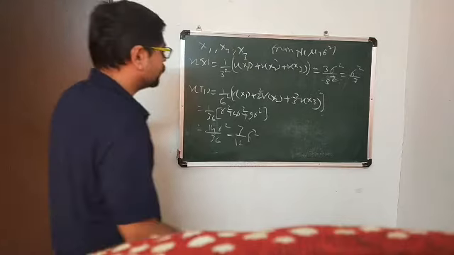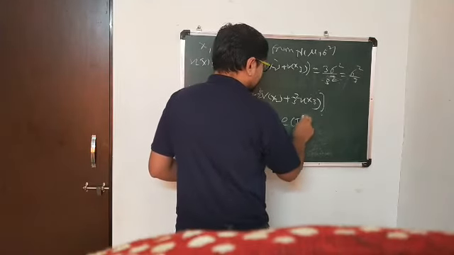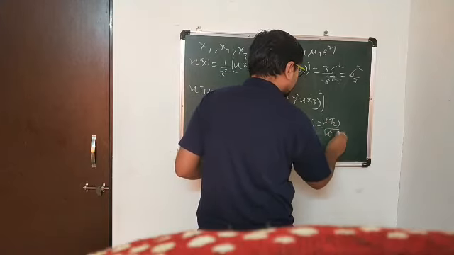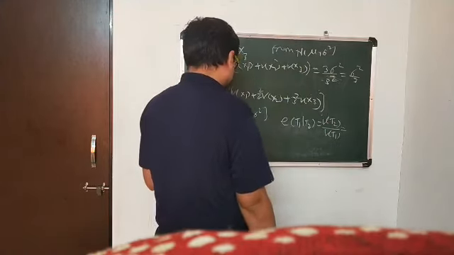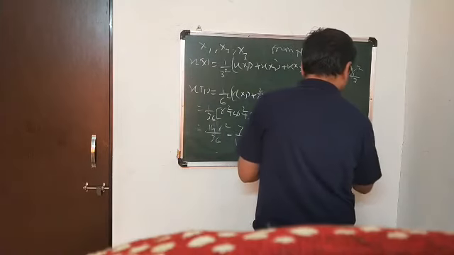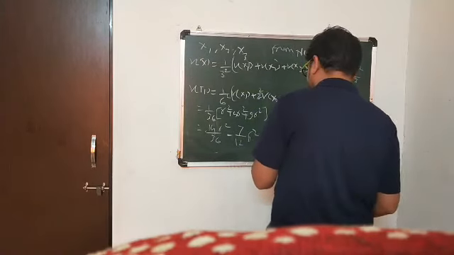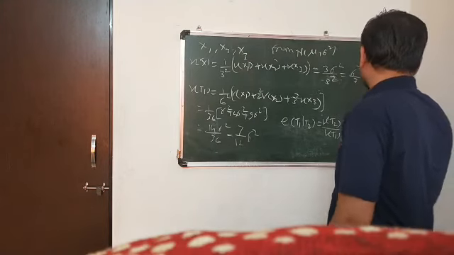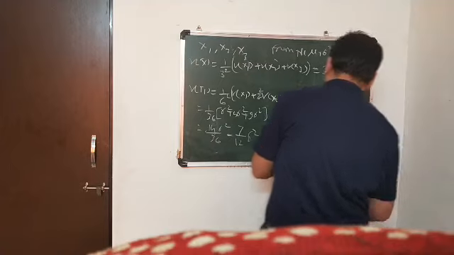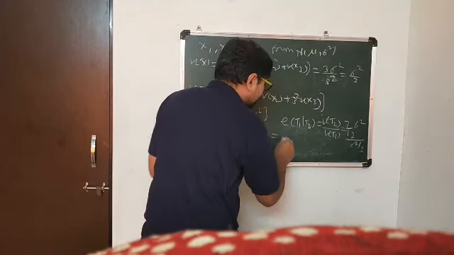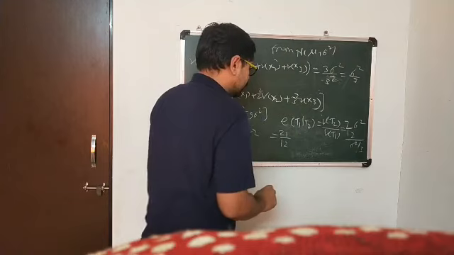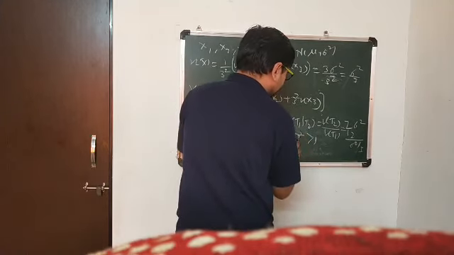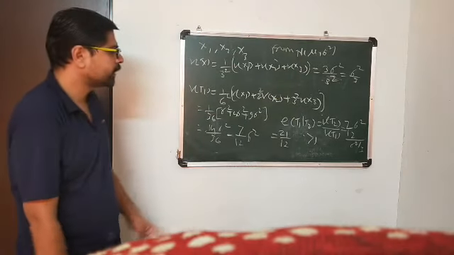Now we calculate the efficiency of T1 with respect to T2. So variance of T2 divided by variance of T1, which is equal to sigma square by 3 divided by 7 by 12 sigma square. So it becomes 21 by 12, which is greater than 1. Now sigma square is cancelled. 21 by 12 is greater than 1.